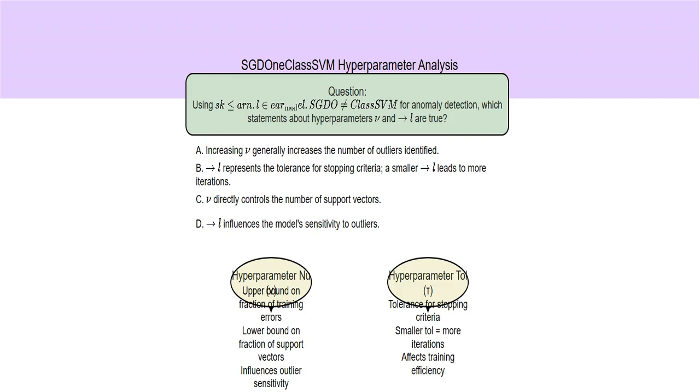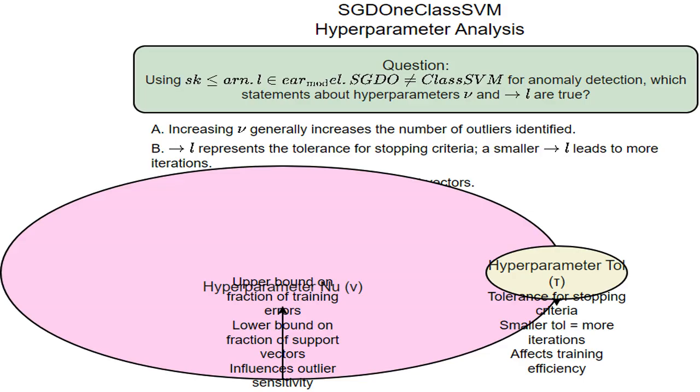This section focuses on understanding the hyperparameters NU and TOL within the SGDOneClassSVM model, a type of machine learning algorithm used for anomaly detection. We'll explore how these settings affect the model's behavior. I see that NU sets an upper limit on the fraction of training points labeled as outliers and a lower bound on the fraction of support vectors. Think of it like this. A higher NU means you're more willing to accept a larger fraction of the data points as anomalies. It influences how sensitive the model is to outliers, how easily it flags them.